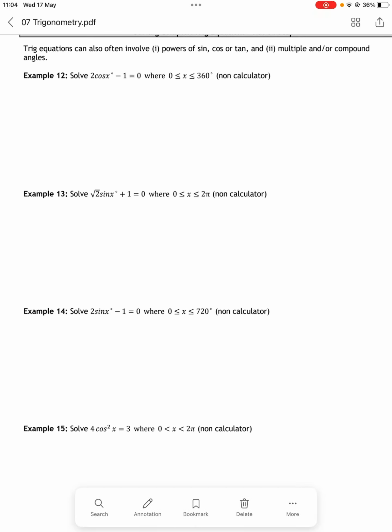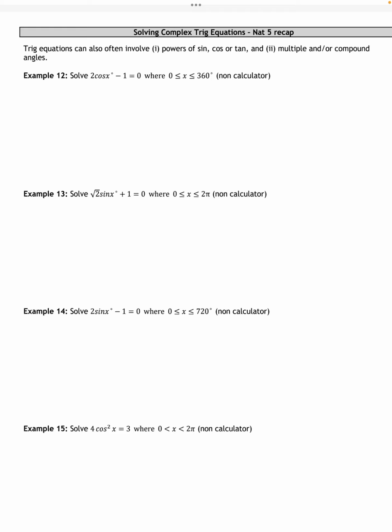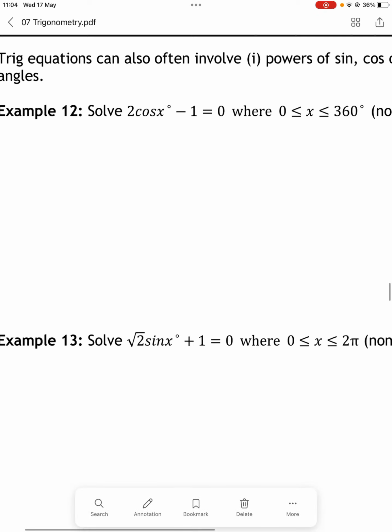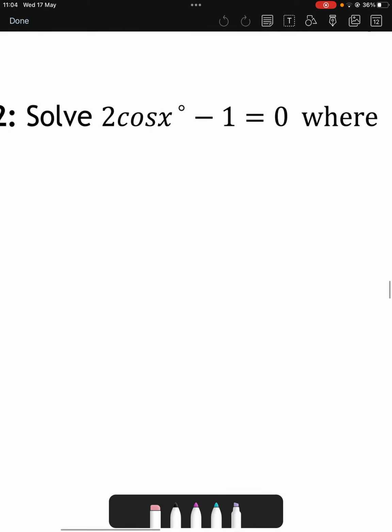Okay, on to a wee recap of trig equations from Nat 5. So, nice and easy getting started. We're going to feed in a wee bit of exact values where possible if you have non-calculator work. But looking at your trig equations from Nat 5, remember your first step is to rearrange. So we're going to have 2 cos x is 1 and cos x is a half.